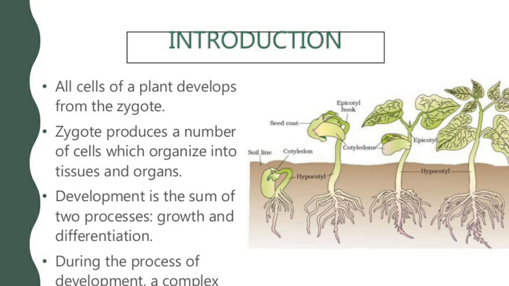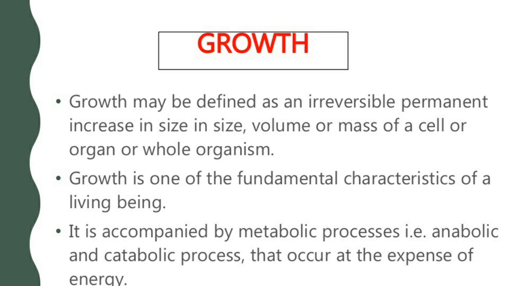What is growth? All cells of a plant develop from the zygote. A zygote produces a number of cells which organize into tissues and organs. Development is the sum of two processes, growth and differentiation. During the process of development, a complex process takes place.